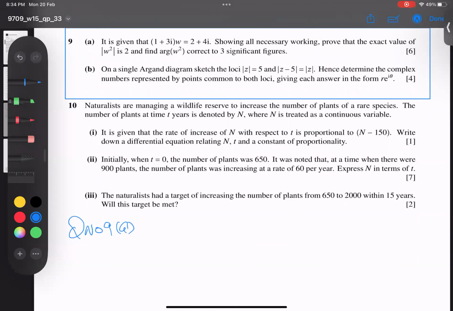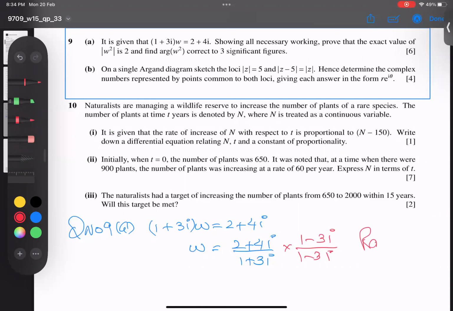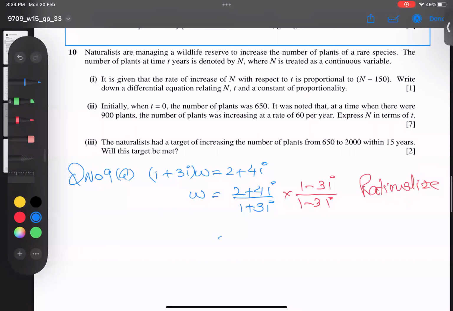So we can say here (1 plus 3i) times W equals 2 plus 4i. So this whole will divide on the right-hand side, and then we have only one choice, and that is called rationalize. Multiply up and down with the conjugate of the denominator. This whole process is called rationalize. So let's see how we can continue.